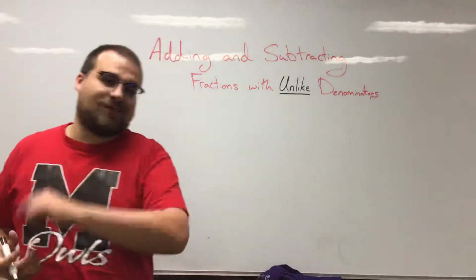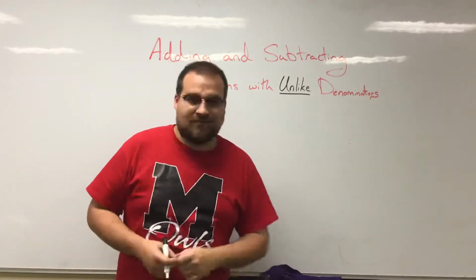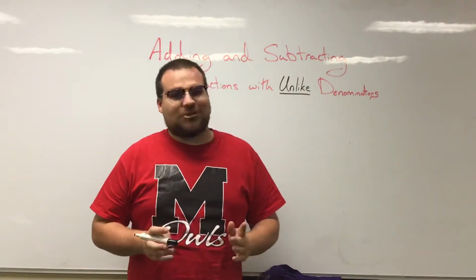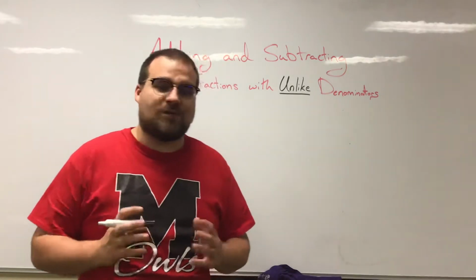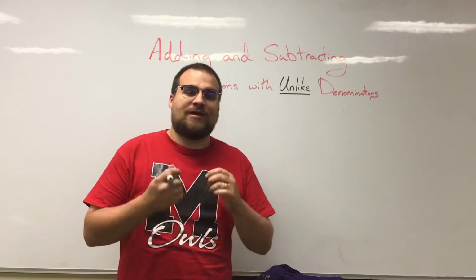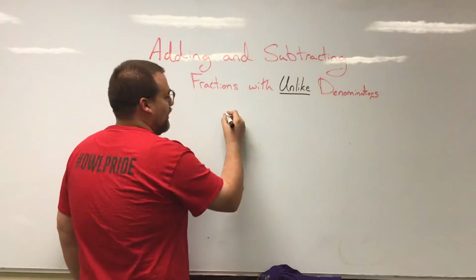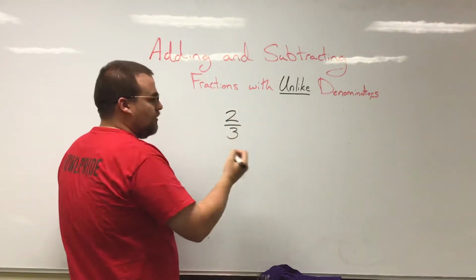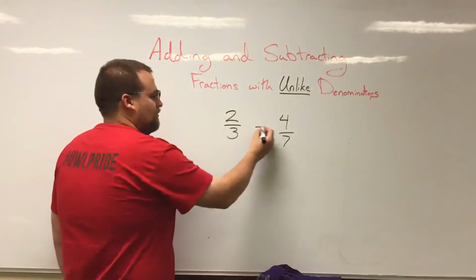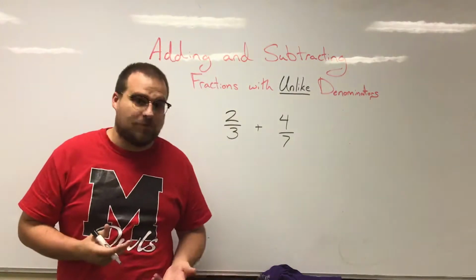Hey guys, today we're going to be talking about adding and subtracting fractions with unlike denominators, meaning the denominators are different. That's where it gets a little scary, right? Because as you know, we can only complete that operation if the denominators are the same. But if we're presented with two fractions where they're different, like 2 over 3, or maybe 4 over 7, what do we do? I mean, we can't add them right away because 3 and 7 aren't the same number.